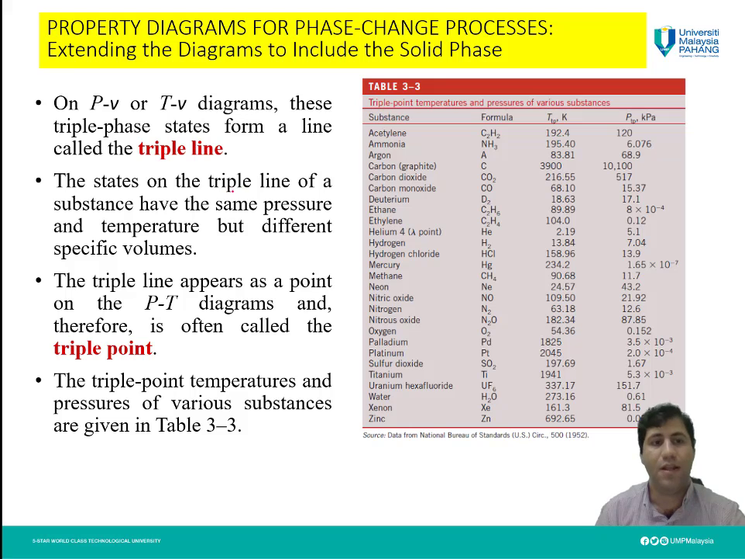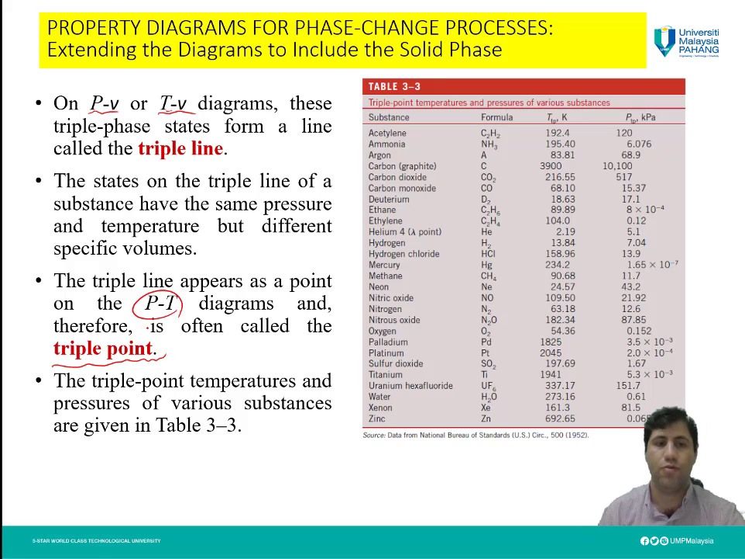This state on the triple line of a substance has the same pressure and temperature but different specific volumes. The triple line appears as a point on the PT diagram and therefore it is often called the triple point. In the PT diagram, I will show you later. Up to now, I showed you PV and TV diagrams for different processes.